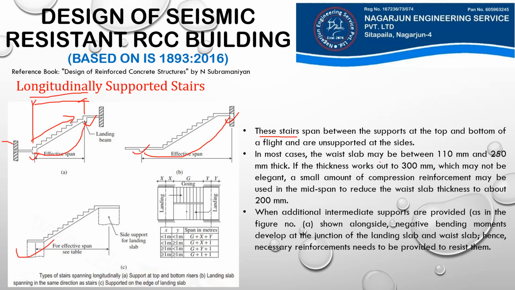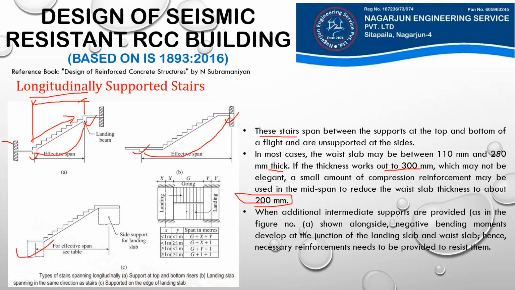So in most cases, the waist slab may be between 110 mm and 250 mm thick. The thickness of our waist slab is more related to the aesthetics and architectural requirements. We do not want the thickness of our waist slab to be so great that it is not aesthetically beautiful. So if the thickness works out to 300 mm, which may not be elegant, a small amount of compression reinforcement may be used in the mid-span to reduce the waist slab thickness to about 200 mm. That means we want to use as small a thickness of our waist slab as possible.